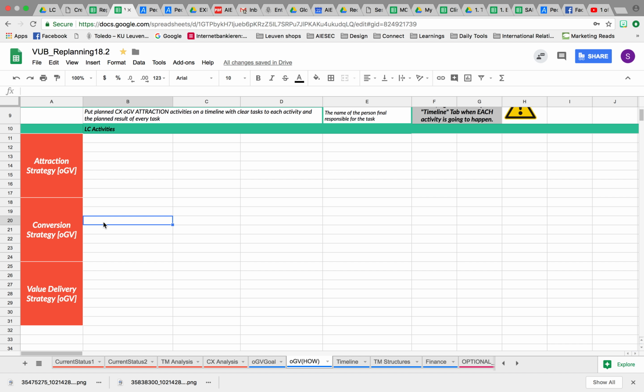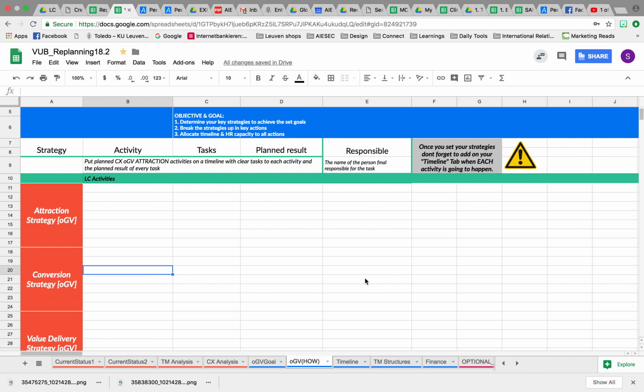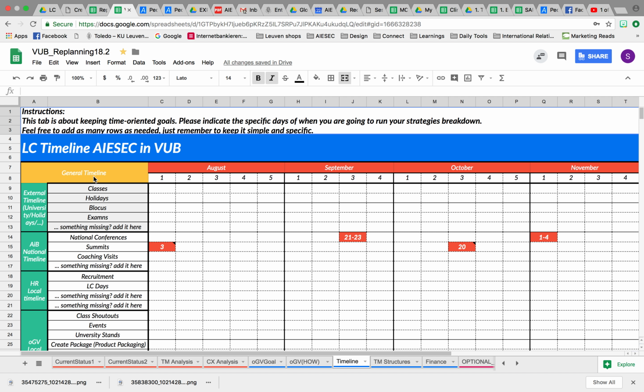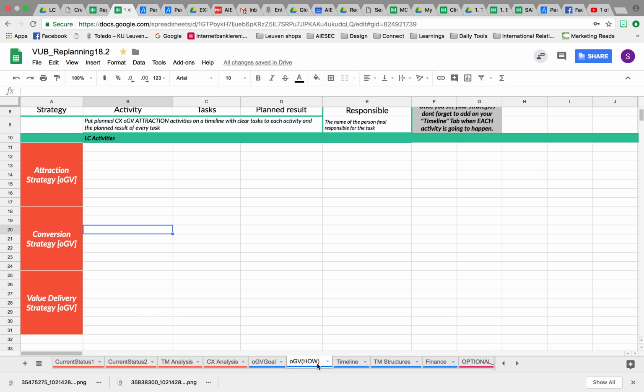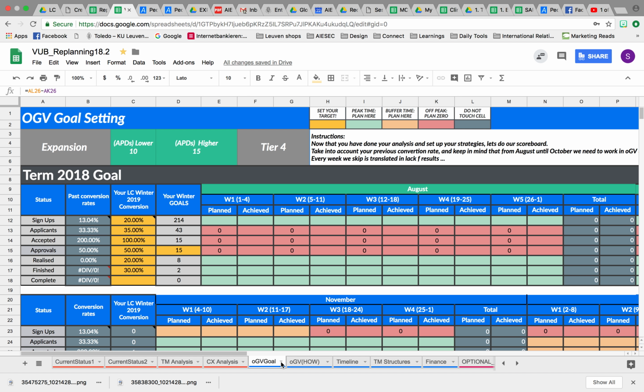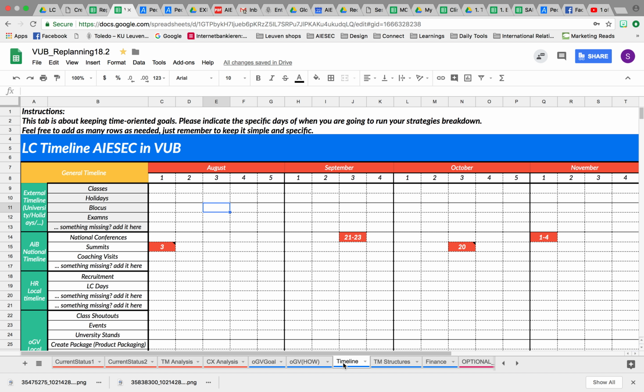This is just an example, but it is important that you actually think things through, that you made a proper analysis, and that you are ready to act strategically. Then, of course, for all of the action steps that you set, it's important to also map it out on the timeline. So these are the 3 main tabs that you need to fill to figure out how you want to grow your product. That is it for stage 2 of your replanning.